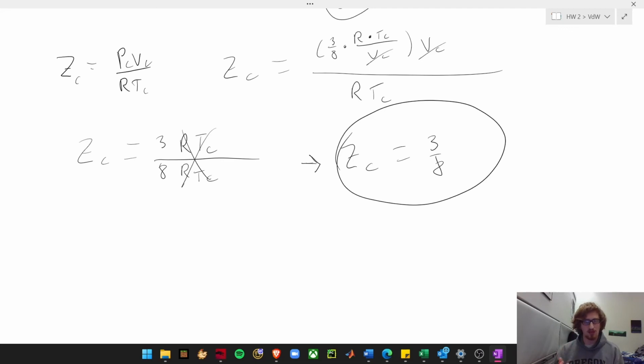What this is saying is that regardless of the substance, we know the critical compressibility factor is going to be 3/8. For example, if we were to have 3 times our critical temperature over 8, something random like that, this would be substance dependent. It would depend on the critical temperature of that substance. But since we don't have any variables in our final derivation of the critical compressibility factor, what we're saying is that the critical compressibility factor is the same for all substances.